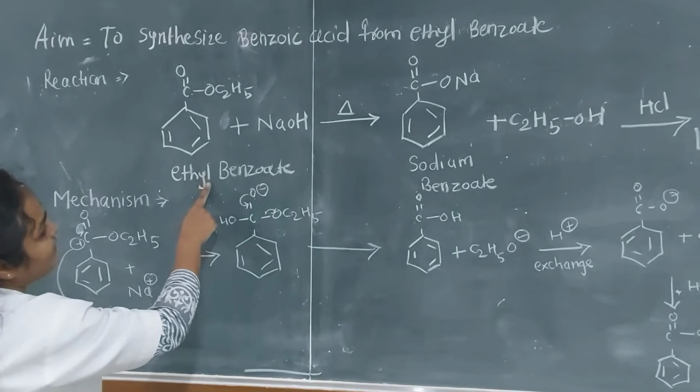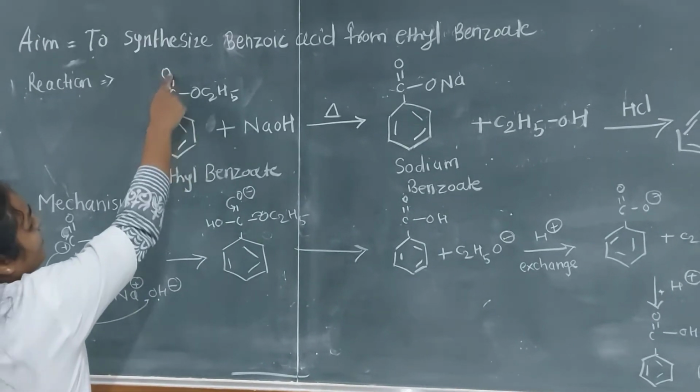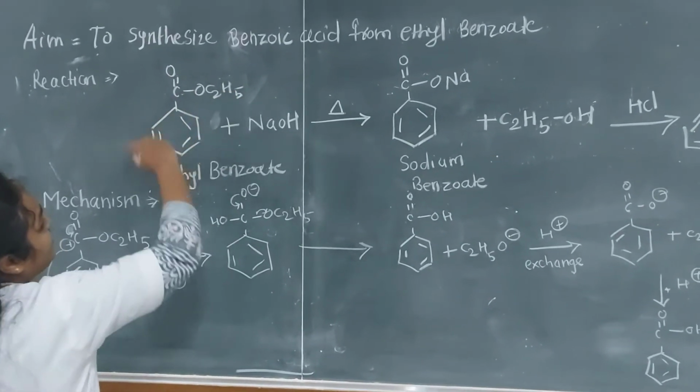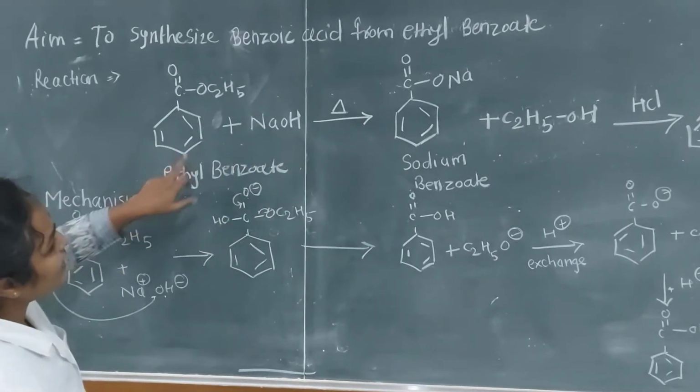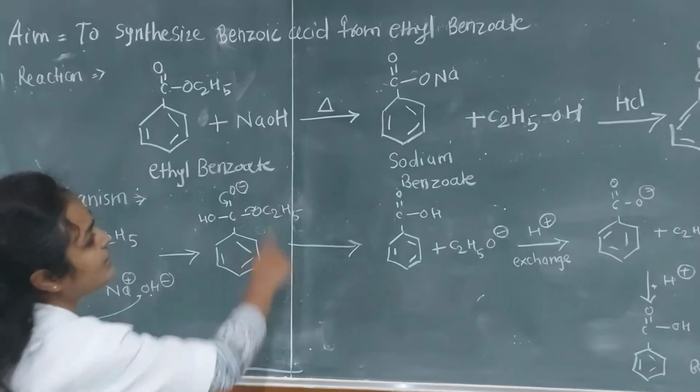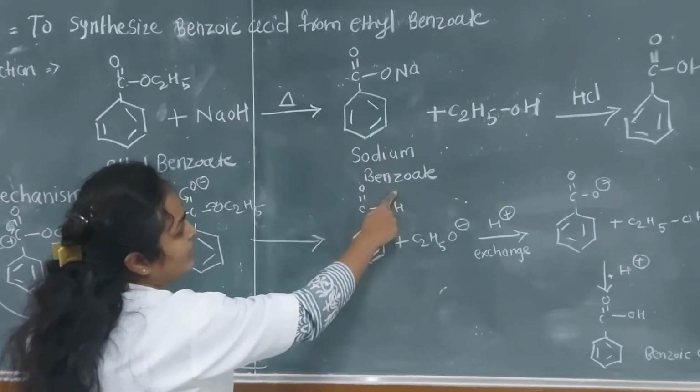This is the structure of ethyl benzoate: benzene ring, C double bond O, and OC2H5. This is the ethyl benzoate. It reacts with NaOH. Ethyl benzoate reacts with NaOH in the presence of heat, and it gives sodium benzoate.